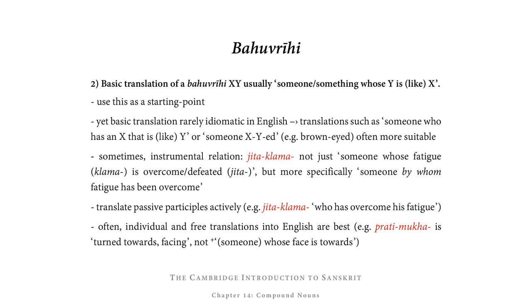Often you need to actually be even more individual and even more free in your translations of Bahuvrihis into English. An example of this would be pratimukha, which we looked at earlier, which is not "towards-faced," or someone whose face is towards, or someone who has a face that is towards, but rather it's simply turned towards, or even simpler, facing.